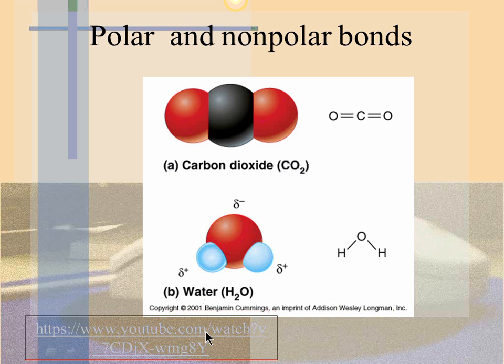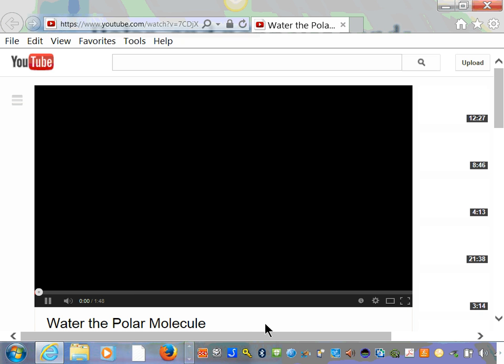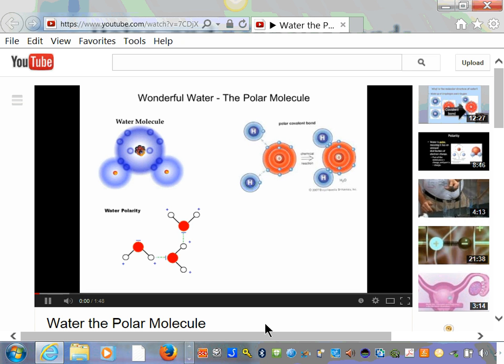Let's look at this. Water has a polar covalent bond, and water is one atom of oxygen, and oxygen has 6 valence electrons, 8 electrons total, and hydrogen each has 1 electron. They share those electrons, but they share the electrons unequally.